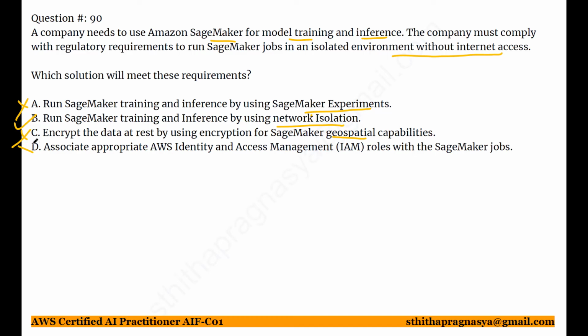And finally, option D, IAM roles are used to manage permissions for SageMaker jobs, but they do not provide network isolation or ensure the jobs run in an environment without internet access. While necessary for secure access, they do not fulfill the specific requirement for an isolated environment. So this is also not correct, as IAM roles manage permissions, but they do not isolate jobs from the internet. So what is the right answer? Option B.